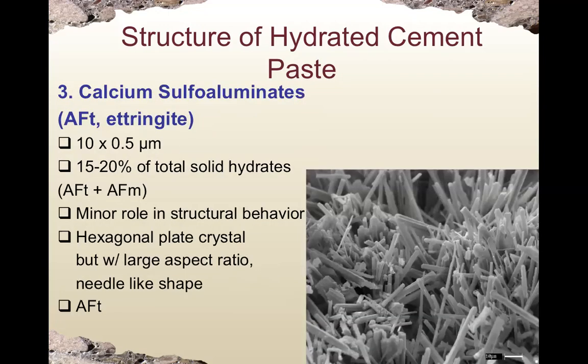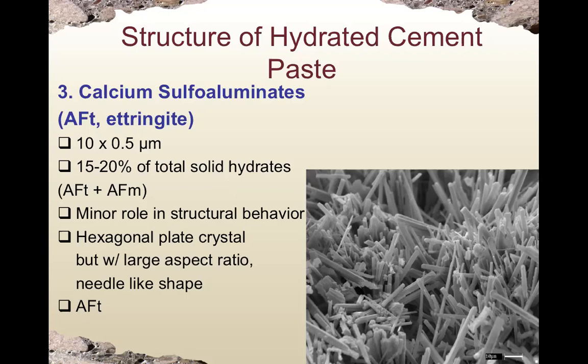Right. Then let's look at ettringite, or AFt. Remember, ettringite is one of the potential hydration products of C3A and C4AF. It is a needle-like crystal material. The size is 10 by 0.5 micrometer, so the length of the needle is around 10 micrometer, and the diameter of the cross section is about 0.5 micrometer. Together with monosulfate aluminate, AFm, ettringite and AFm take about 15 to 20% of the total solid hydrate. So not a major hydration product.